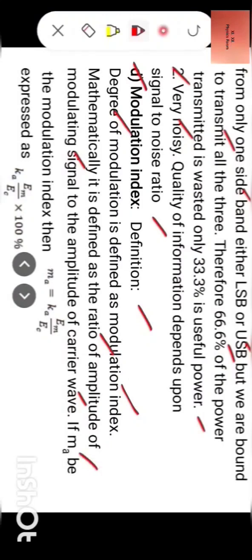If Ma be the modulation index, then Ma can be written as equal to Ka into Em by Ec, where Ka is constant of amplitude modulation, and is expressed as Ka into Em by Ec into 100%. In terms of percentage, we represent modulation index.